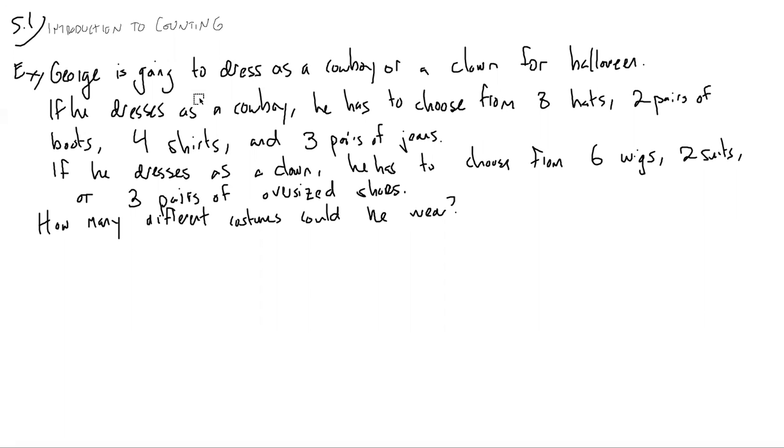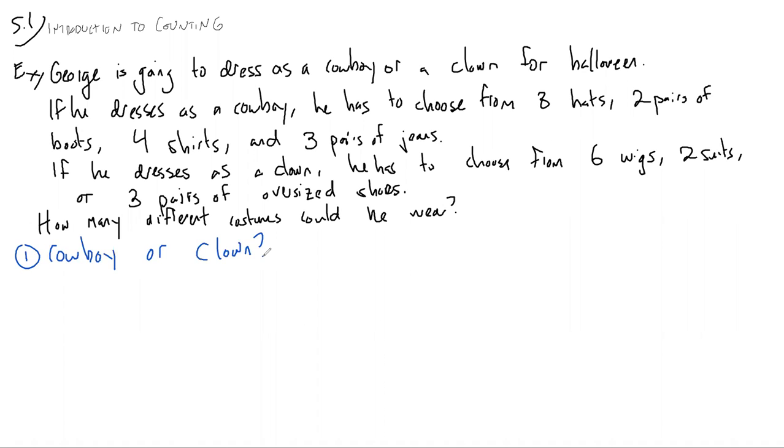So ultimately, decision 1 is going to be, what is he dressing as, right? He can't just go and jump into choosing like his cowboy shirt. As soon as he starts choosing shirts, he's chosen a cowboy, for example. So step 1 is cowboy versus clown. Now, from there, though, everything changes.